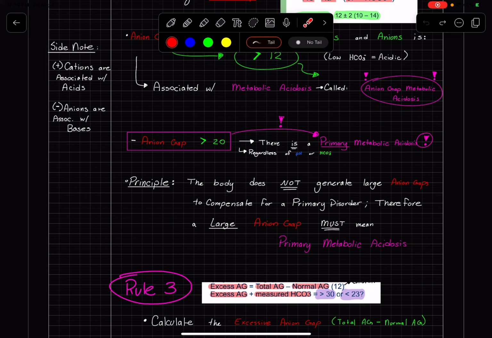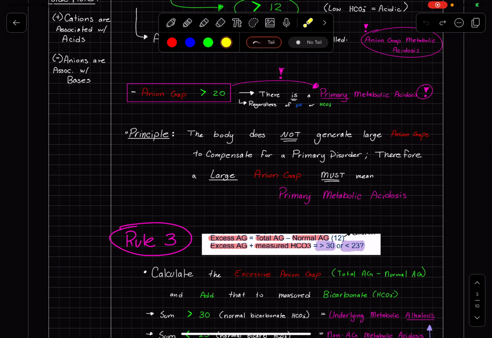That's important because if your anion gap is so big that you have so much acid, the only way that's possible is if it was the original process causing the issue, meaning the primary process. A compensatory process would not be that high. It just would not be that high. That's why it's a primary process. So anion gap more than 12 is anion gap metabolic acidosis, and anion gap more than 20 is the primary metabolic acidosis. It's the primary process.